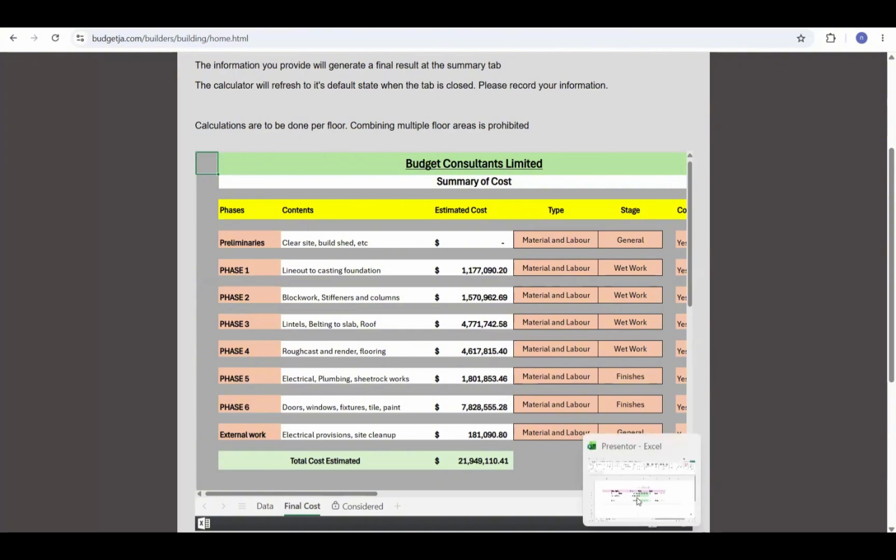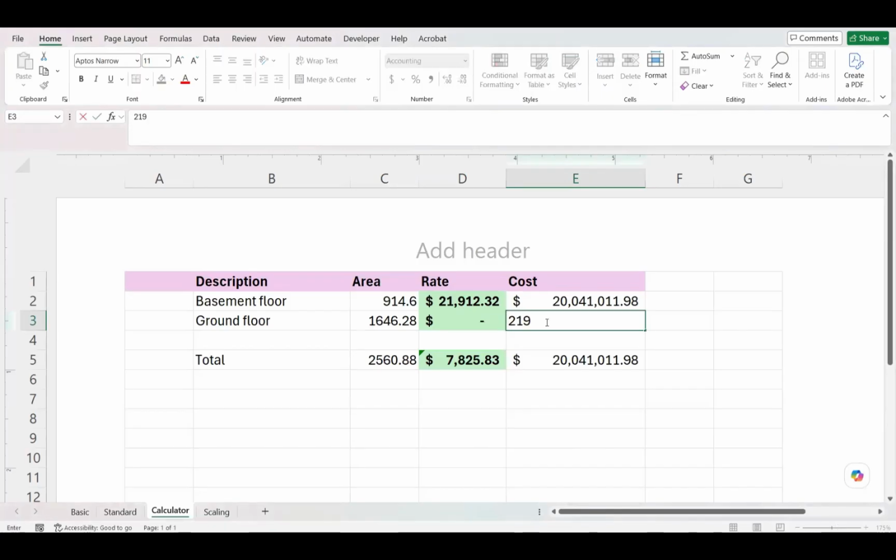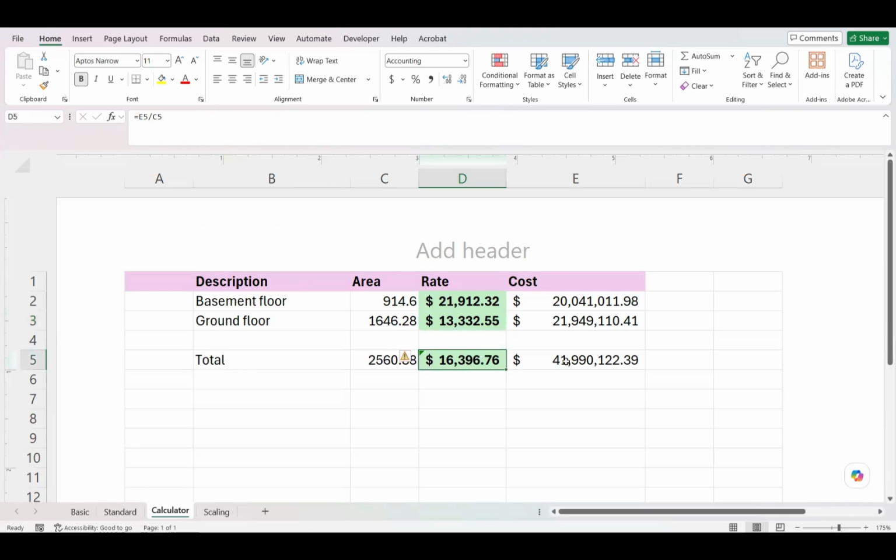And we would have a cost here, which is representing the ground floor, which is another $21.9 million. So adding it here would also give us a reading, which is saying that the square footage cost at the ground level is way less than it was at the basement, because at the basement level is where you do majority of the work. So the final figure that we are getting is $41.9 million.